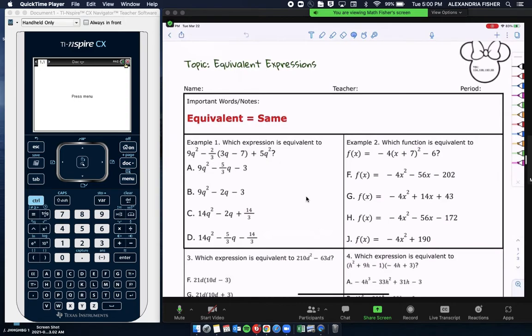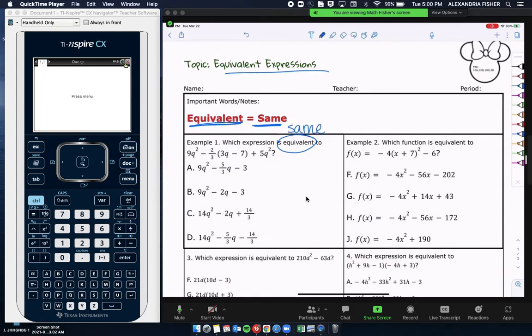Going to be talking about equivalent expressions. And remember, when we talk about equivalent, it means same. Alright? So let's go ahead and read the first problem. Example 1. Which expression is equivalent to 9q squared minus 2 over 3 parentheses 3q minus 7 plus 5q squared? So here, my important word is equivalent, which means same.